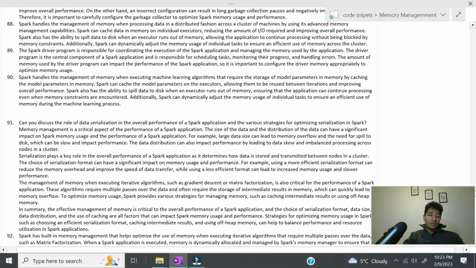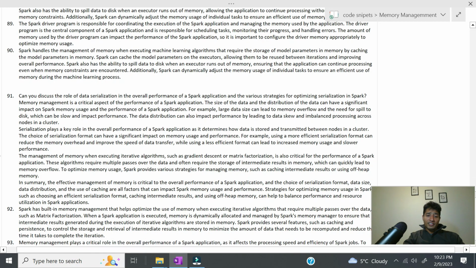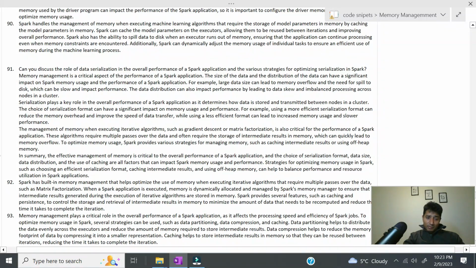Okay, can you discuss the role of data serialization in the overall performance of a Spark application and various strategies in optimizing serialization in Spark? Okay, this is important. I have explained it in detail. Memory management is a critical aspect. We have seen it.